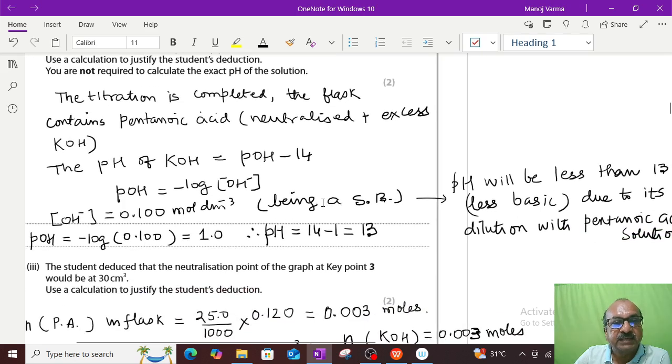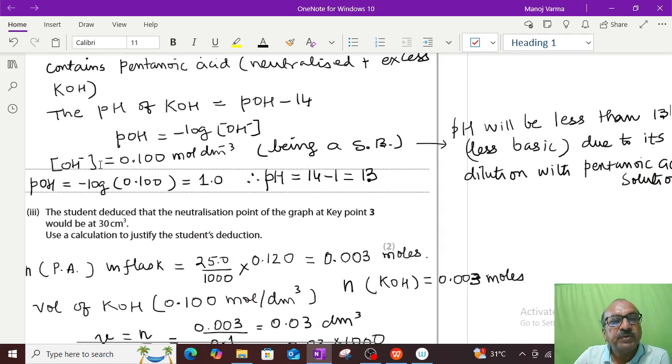a strong base, so it completely ionizes, and the concentration of OH minus ions is the same as the concentration of KOH, which is 0.1 mol/dm³. And we can find the pOH, which is the negative log of the OH minus concentration. The OH minus concentration is 0.1, so pOH will be 1, and the pH is 14 minus pOH, which is 13.